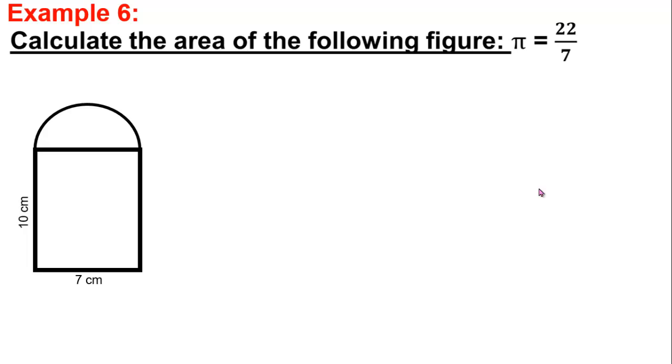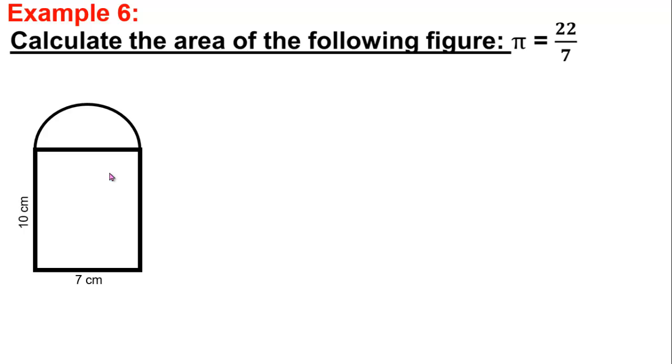Calculate the area of the following figure. Pi is equal to 22 over 7. Please, I need your full concentration here. We are used to finding the area of a rectangle, a square, a circle, a triangle, irregular shapes. But here we have something called a composite shape. What's a composite shape? It's a shape that consists of more than one shape. So, to find the area of a shape like this, we first must know what this shape consists of.